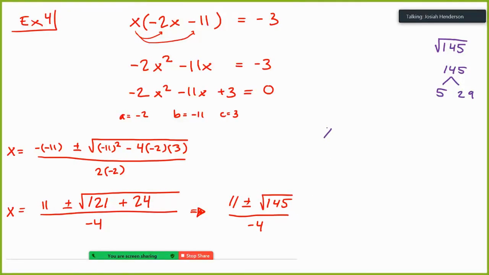Our two solutions are going to be x equals negative (11 plus root 145) over 4, and x equals negative. Now, where's that coming from? It's because the denominator is negative 4, so I'm bringing that out to make the whole value negative. (11 minus root 145) over 4.